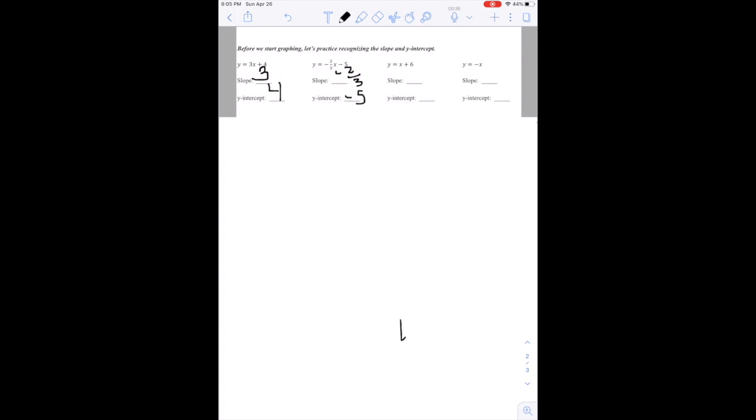Don't forget that negative sign goes with the number that follows it. Third example, there's no number in front of the x. Remind ourselves when there is no number, we look at the phantom 1, so the slope is 1, and the y-intercept is 6. And in the last one, we also do not have a number, but we have a negative, so our slope is going to be a negative 1. And because there is no y-intercept, if the x was gone, y would equal 0.